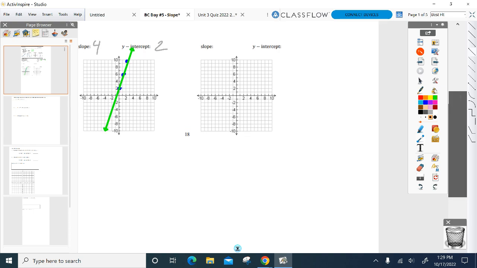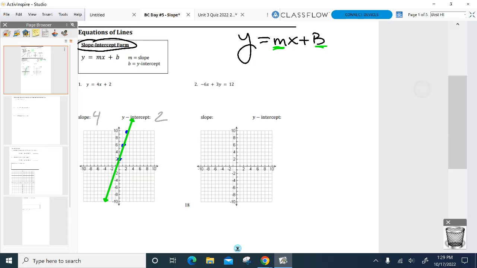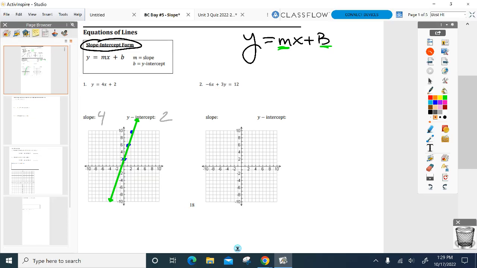All right, next one. Now we get to the honors level. Slope's not -6. Why not? Whatever's with the x is the slope? No. It's not in slope-intercept form. Y equals form. Okay? The slope is not -6. That's an incorrect statement. I need a y equals. So what's your first move to get it into y equals? Add 6x over.